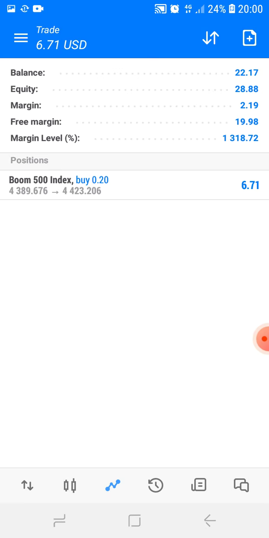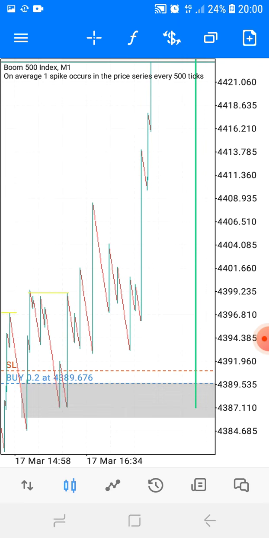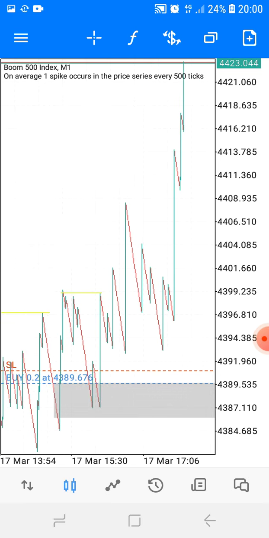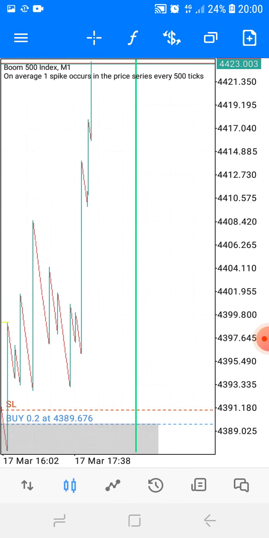This is just a small account, by the way, guys. You can see it's a very small account. Yes, I know I'm going to fix my stop loss. But right here, guys, I'm just going to explain how I got to enter this trade. I'm going to explain to you guys.